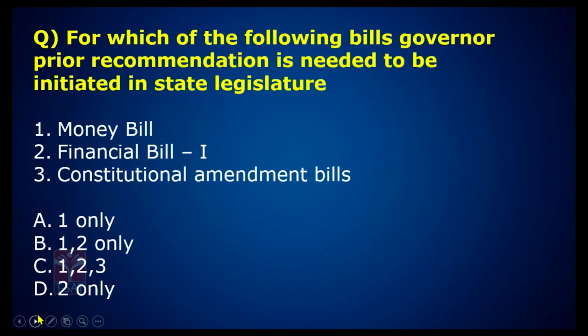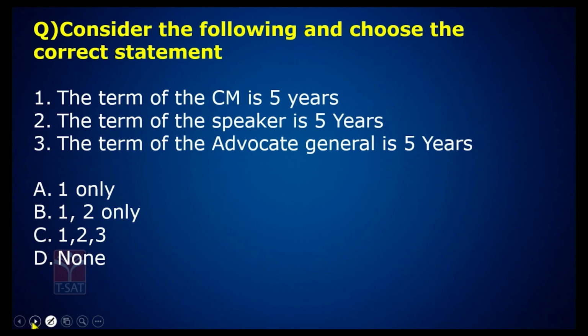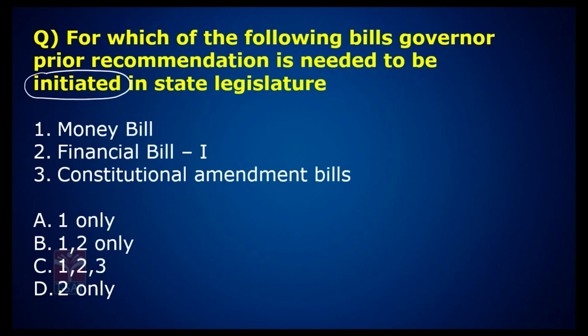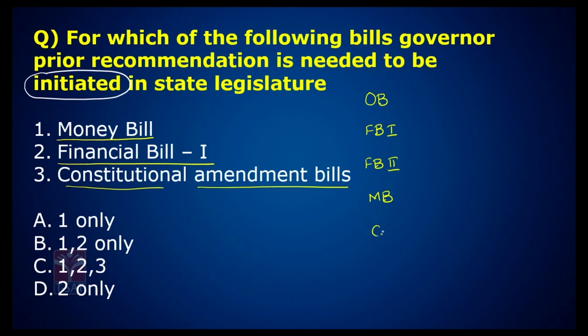Yes, look at the question. For which of the following bills, governor prior recommendations is needed to be initiated in state legislature? Okay, see, to be initiated in state legislature. This word is very important here. Look at the screen. 1. Money bill. 2. Financial bill type 1. 3. The constitutional amendment bills. Okay, so we have different types of bills. What are they? Ordinary bill, financial bill type 1, financial bill type 2, money bill, and constitutional amendment bills.